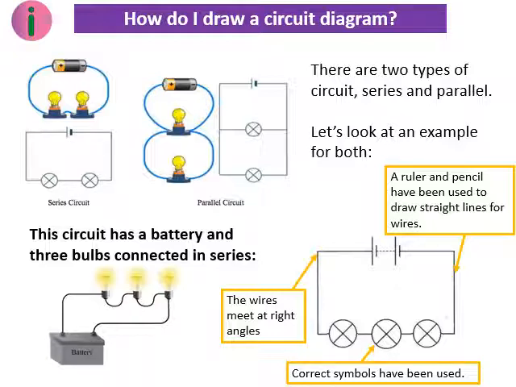Okay, so there are two types of circuits, series and parallel. I'm going to show you an example for both. So this is going to show you how to draw a circuit diagram. This circuit, as an example, is a series circuit and it's got a battery and 3 bulbs that are connected together. If you look on the right, there's a diagram there, and that shows you how it should be drawn. You've got your battery, and they've used the correct symbols for the battery and the bulb. They've used a pencil and ruler to draw the whole thing, and the wires have been drawn with a ruler, and the wires meet at right angles in the corner. So it should always be that square or rectangle shape.